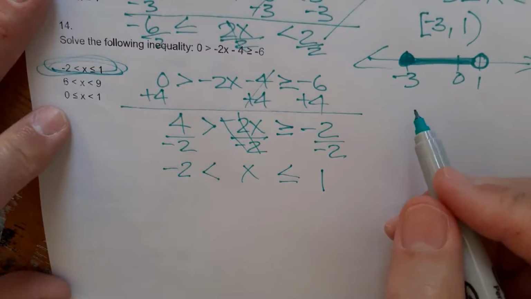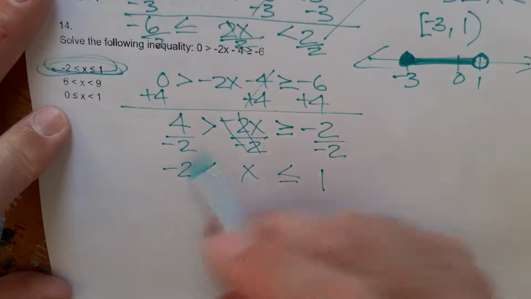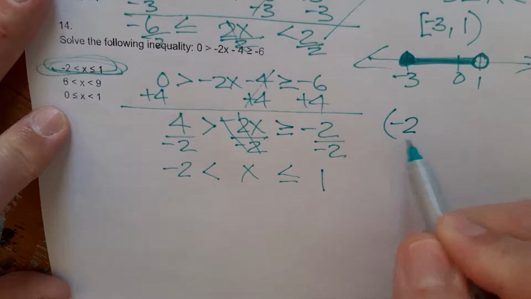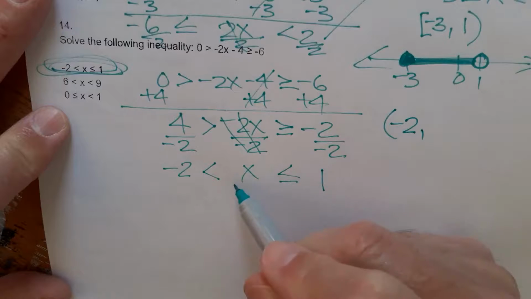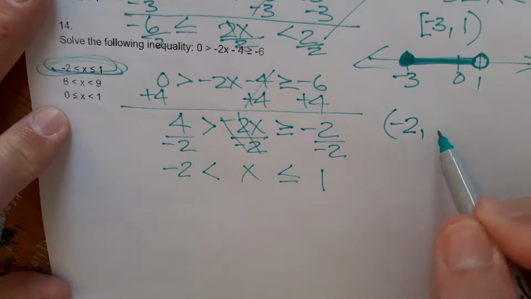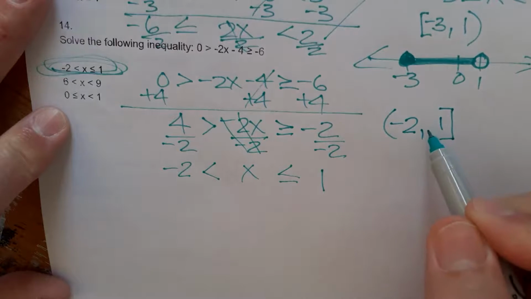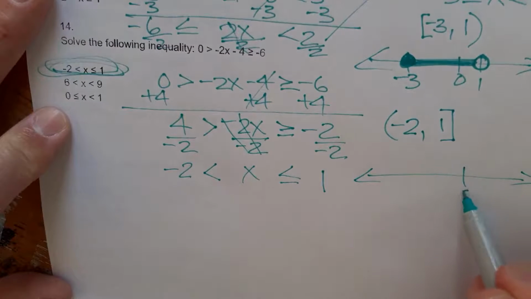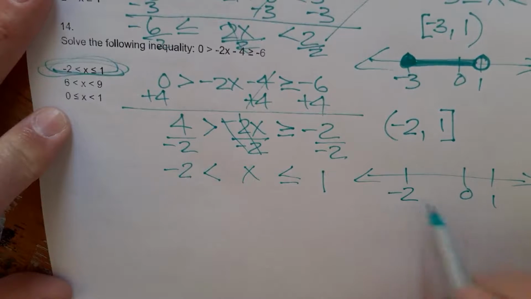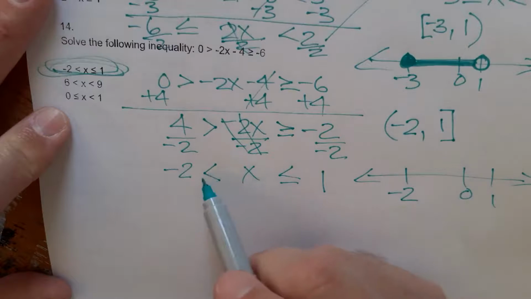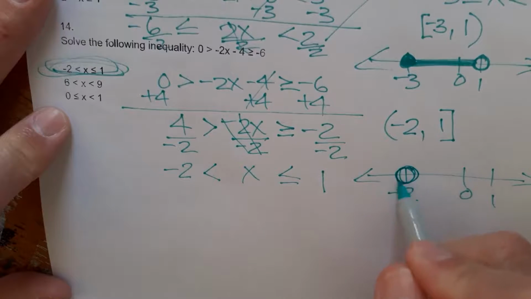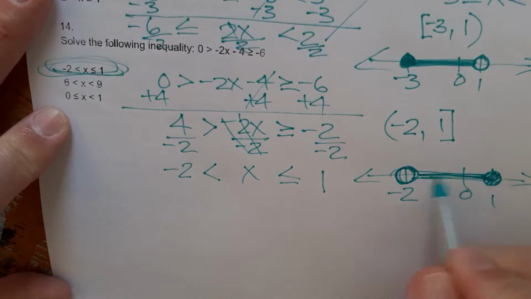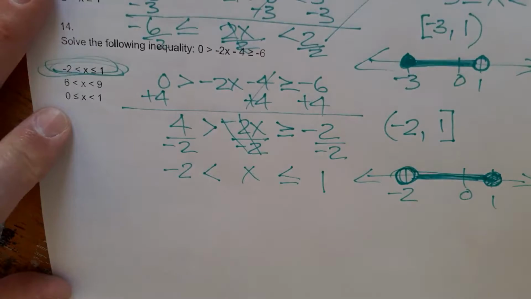Now let's represent it in set notation. The -2 is not included, so we need a parenthesis, comma. The 1 is included because there's an equals here, so we need a bracket around it. That would be our set notation. On a number line, we have a -2 and 1. Let's do 0, 1, and a -2. The -2 is not included, so we need an open dot. The 1 is included because it's equal to, so we need a solid dot. And it's every value between this, an infinite number of values between 2 points.